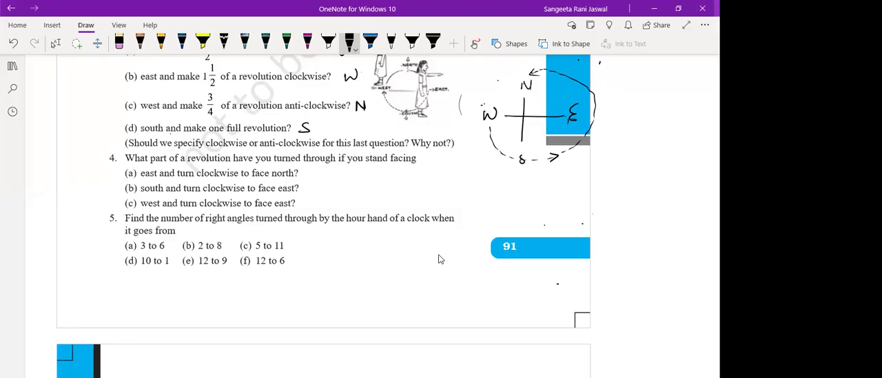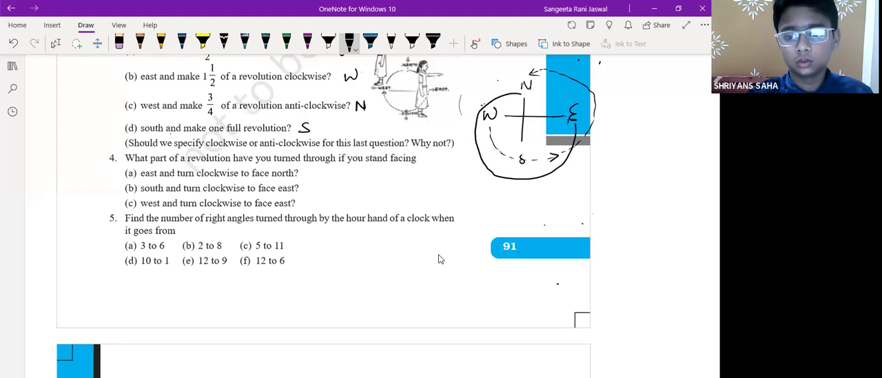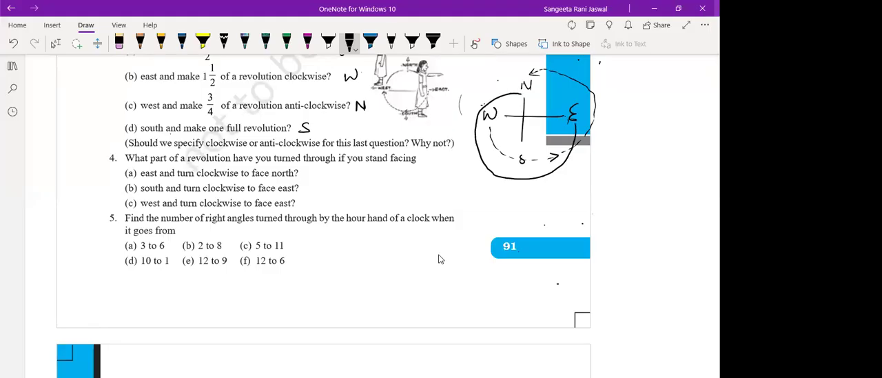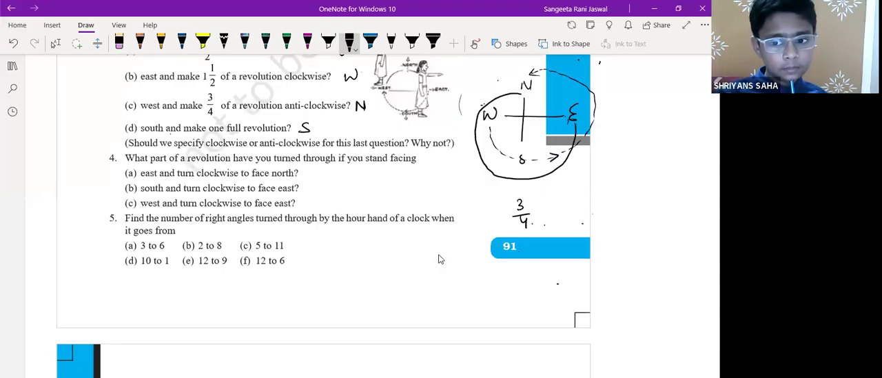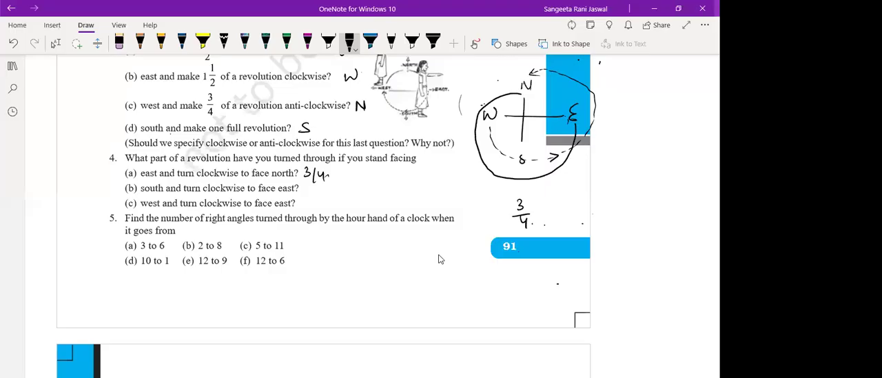You are facing towards the east, and you turn clockwise to face north. You turn from east like this, clockwise, to face north. So that means you have taken 3/4 part of a revolution. Are you understanding?